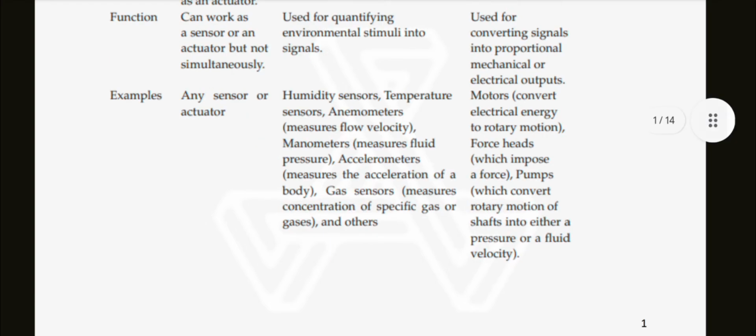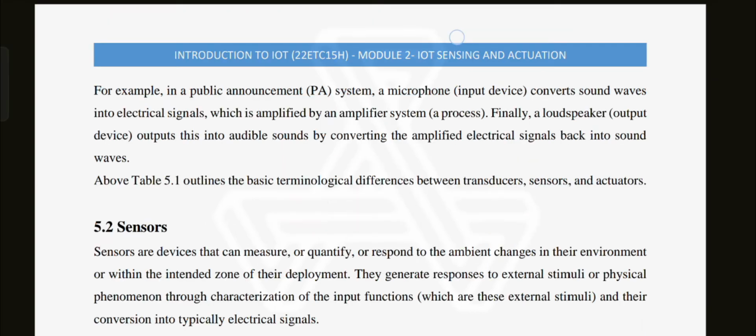Humidity sensors, temperature sensors. Anemometer measures flow velocity. Manometer measures fluid pressure. Accelerometer measures the acceleration of the body. Gas sensors measure the concentration of specific gas or gases. Others: motors convert electrical energy to rotary motion. Force heads, which impose a force. Pumps, which convert rotary motion of shafts into either pressure or a fluid velocity.